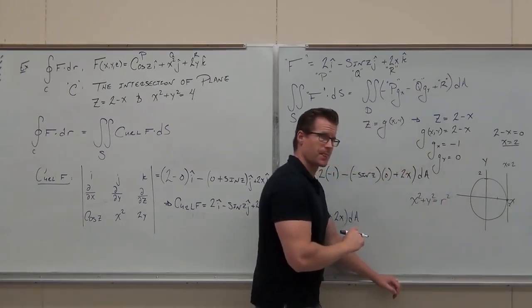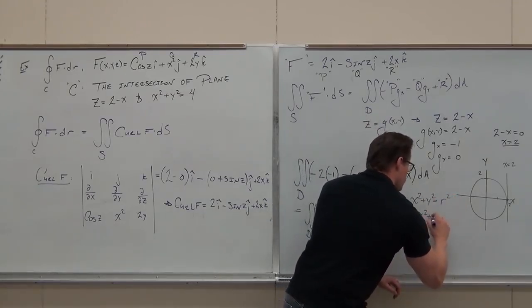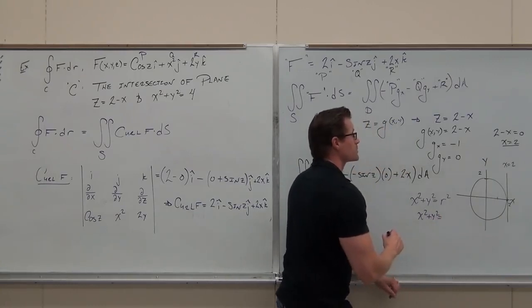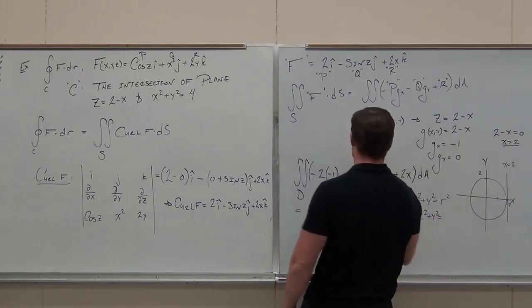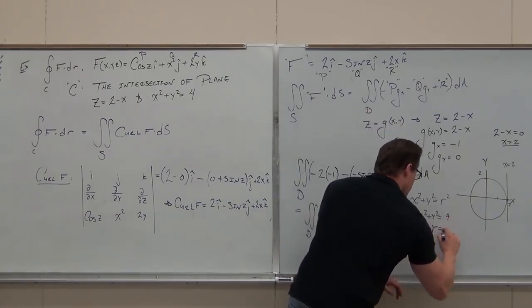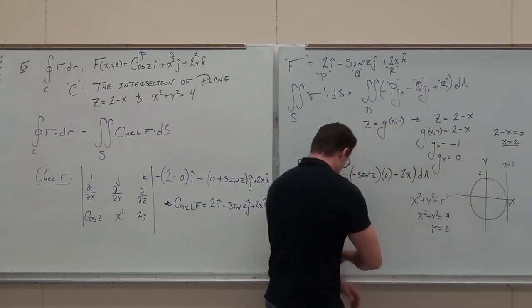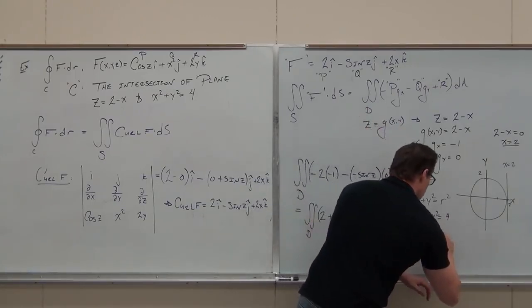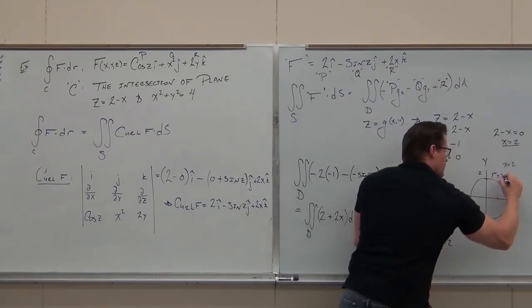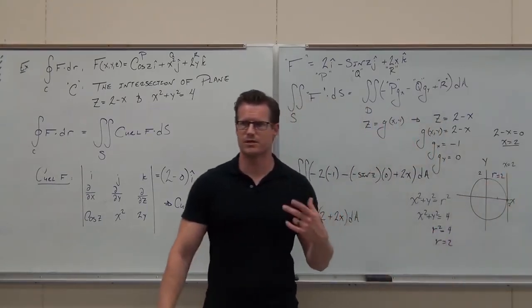Like this, yes? That means that x squared plus y squared in our case equals 4. So R squared equals 4, R equals 2. This is the circle. R equals 2, no big surprise. It's a circle with a radius of 2.